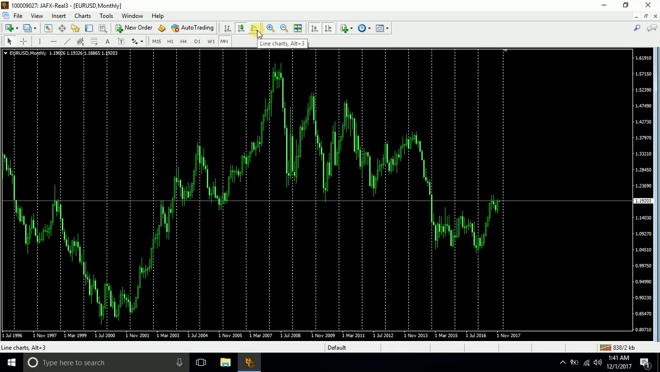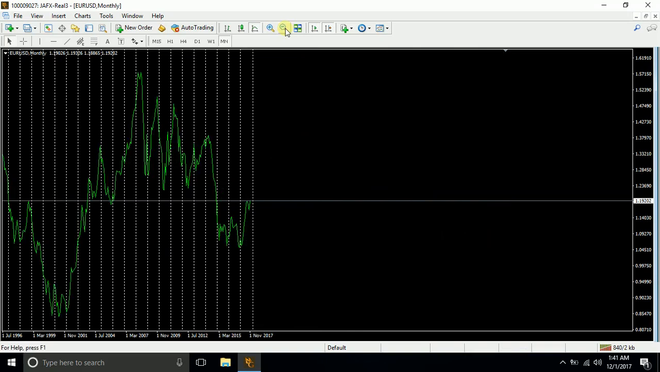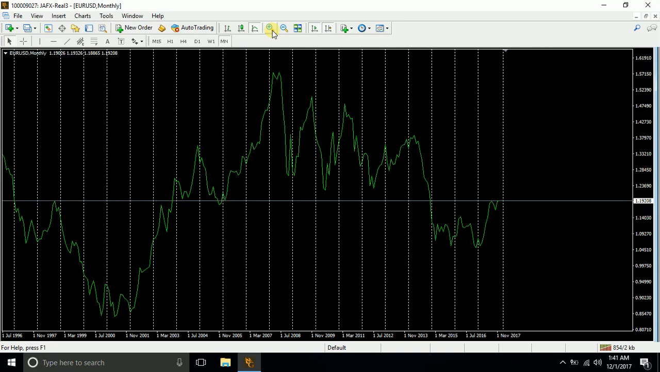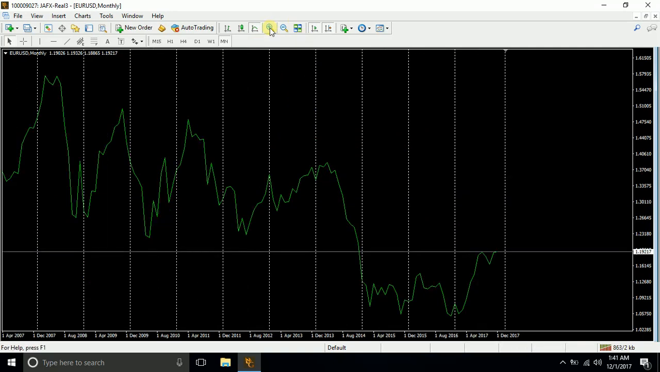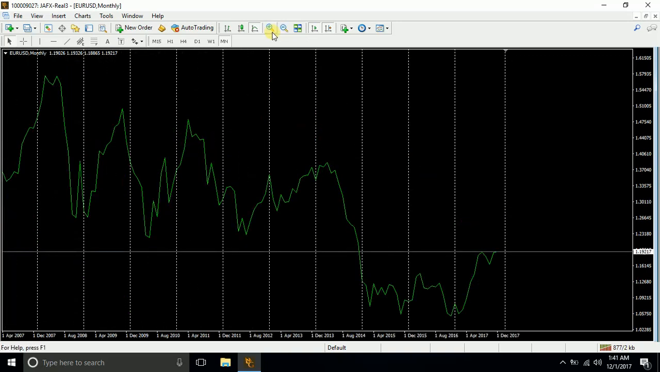Alright. Line chart. We're on the monthly time frame. Line chart. Okay. Now, I have zoomed all the way out. Cannot zoom out anymore. Okay. We're going to go in twice. Sorry, go in 3 times. Zoom all the way out. Zoom in 1, 2, 3. Okay.